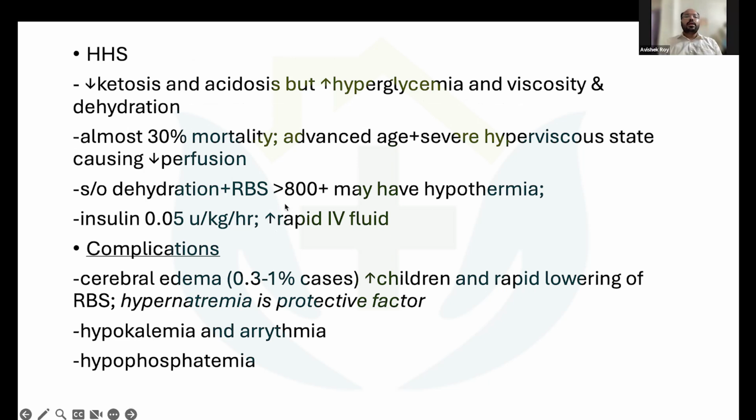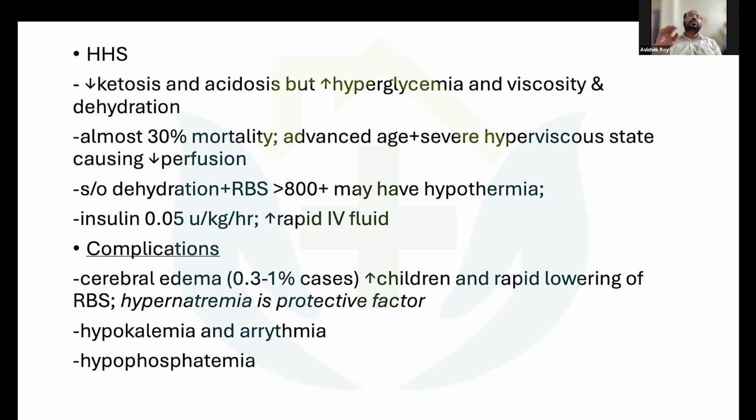Coming to some discussion on HHS. So HHS requires more fluids, less insulin. This I've already discussed. More mortality and complications. Now in the overall complications of DKA and HHS, as I said, what will happen if your sugar levels drastically fall, more than 100 milligram per deciliter per hour? You can have cerebral edema, especially in younger patients.